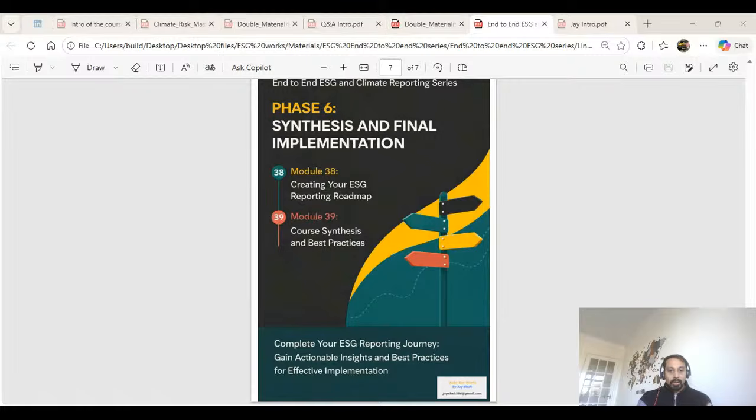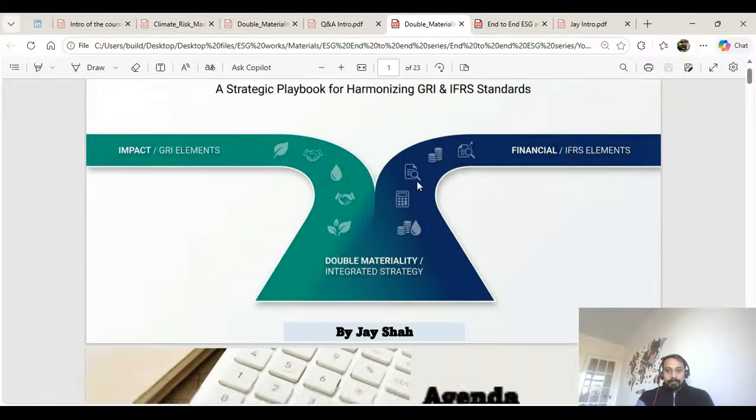So the goal today is very simple. By the end of this session, you should clearly understand what double materiality is, why it matters, and how to practically implement it for various corporate companies across the globe. And I will show you the step by step for your organizations so you can implement it.